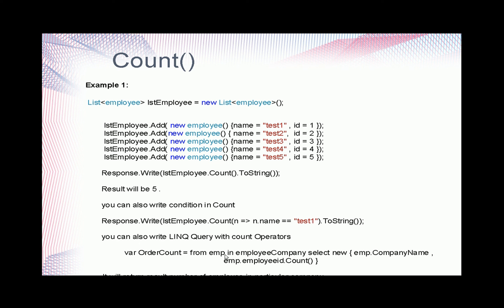This: from emp in employeeCompany. Emp you can consider as an alias name of the table. Here, employeeCompany is a table in your database. And select new will return the company name and the number of employees in this particular company.